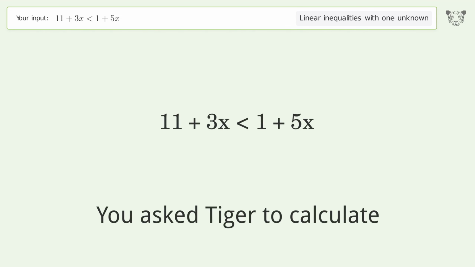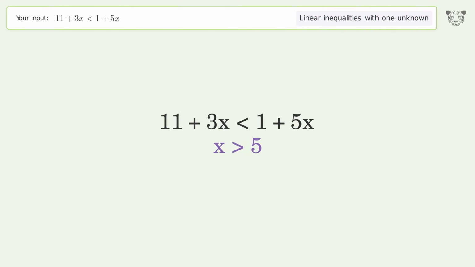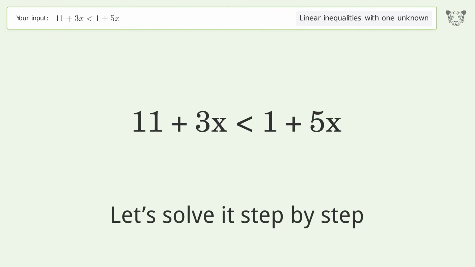You ask Tiger to calculate. This deals with linear inequalities with one unknown. The final result is x greater than 5. Let's solve it step by step.